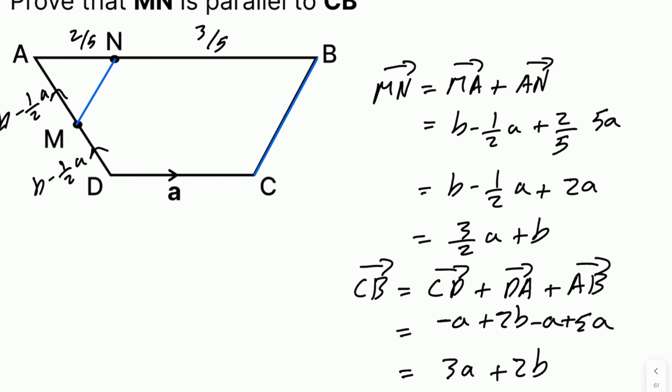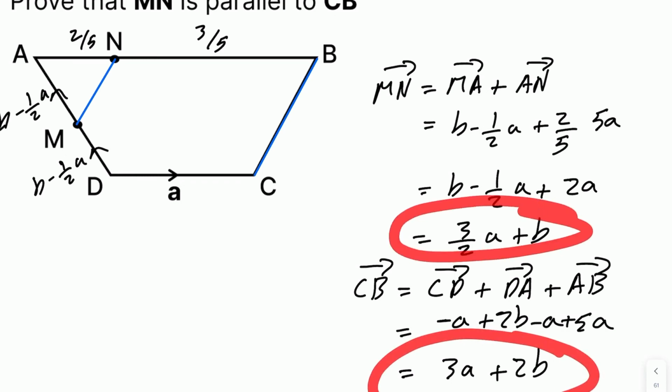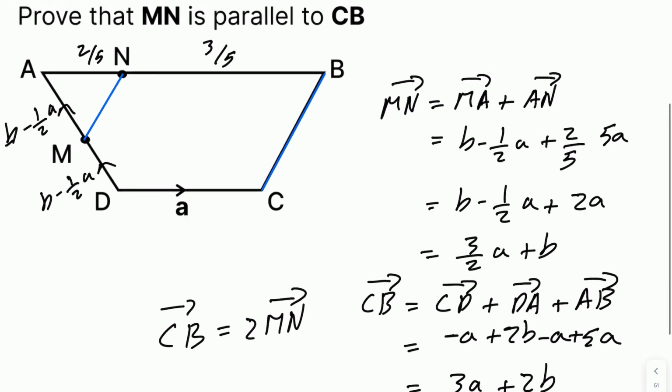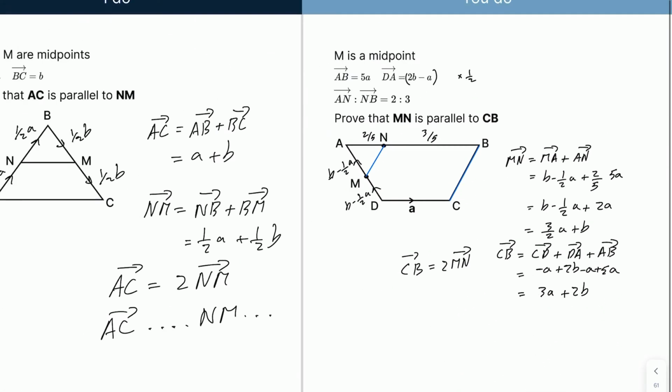And now if I compare these two, you can see it's just a difference of 2. So CB essentially is 2 times MN. The minute you've written this, you've proved that they're multiples. And because you've proved that they're multiples, that's also proof that they're parallel. And then you can just write a statement that CB is a multiple of MN, therefore they are parallel.